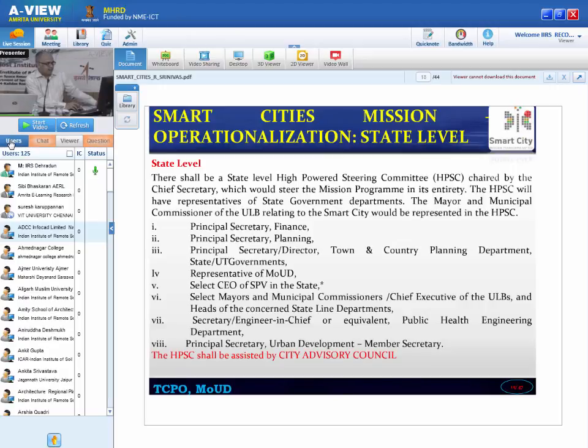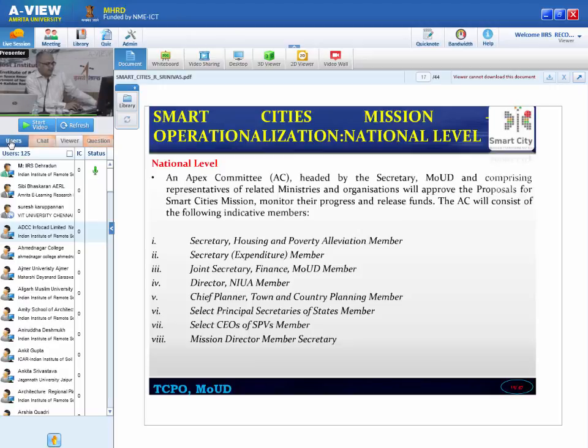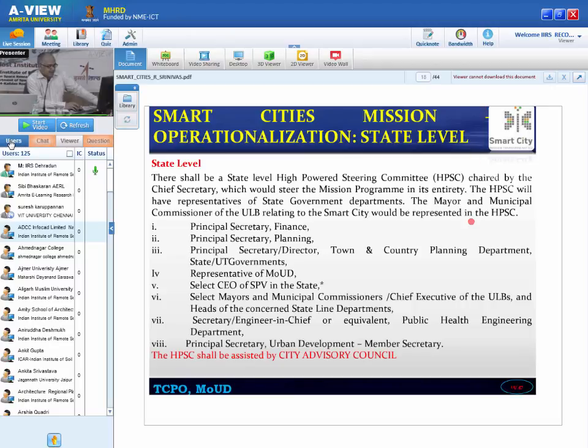The apex committee's role will be to monitor the overall progress of the smart city mission. Likewise, at the state level, there is a state level high powered steering committee chaired by the chief secretary, which would steer the mission program in its entirety.